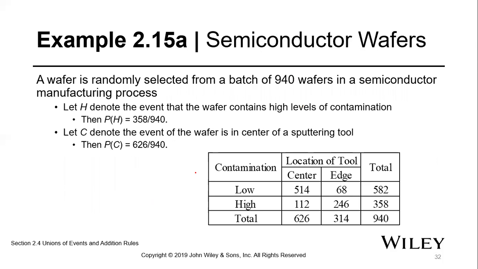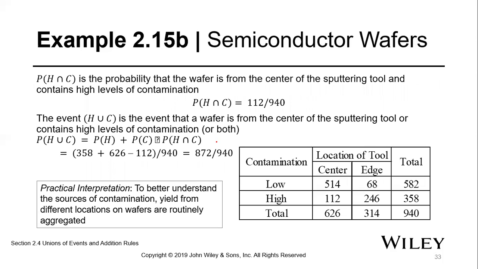So if we have H denoting the high levels of contamination, the probability of an individual with high would be the row total over the grand total. And if C is the center of the tool, the probability of C will be the column total over the grand total. So if you're just looking for one part, it's always row or column over the grand total. So in this, we're looking for the probability of H intersection C.